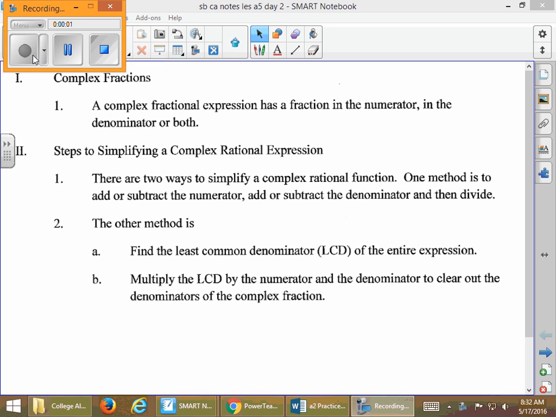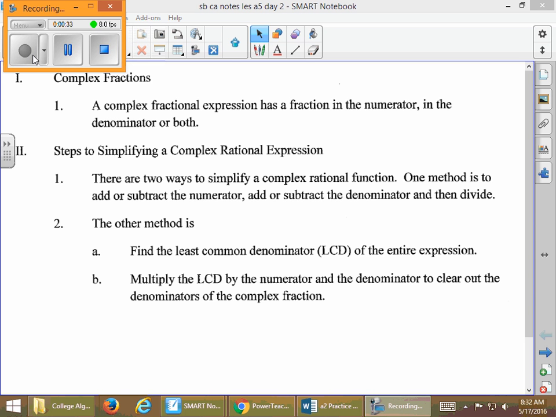The method to simplifying a complex rational expression is to find the least common denominator of the entire expression. We look at each fraction individually and find the least common denominator. Then we take that least common denominator and multiply it by the numerator, the top of the fraction, and by the bottom, the denominator of the fraction, and it cancels out the fractions within the fractions.